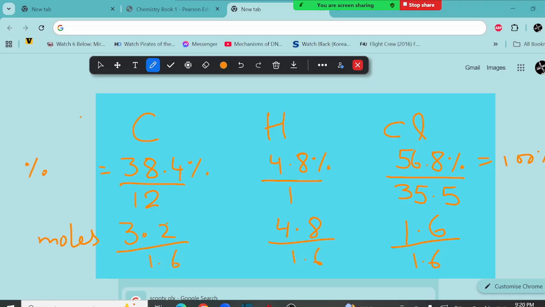When you divide 3.2 by 1.6, you get 2. Now 4.8 divided by 1.6, you get 3. And when you divide 1.6 by 1.6, you get 1. Remember, this is a ratio in whole numbers. It's not the empirical formula. The empirical formula is going to be CHCl, and you write these values in the subscript.